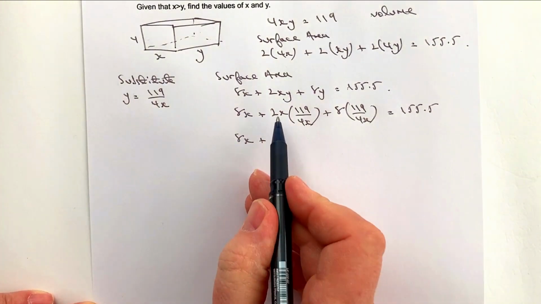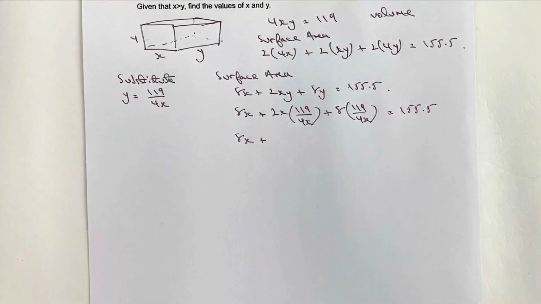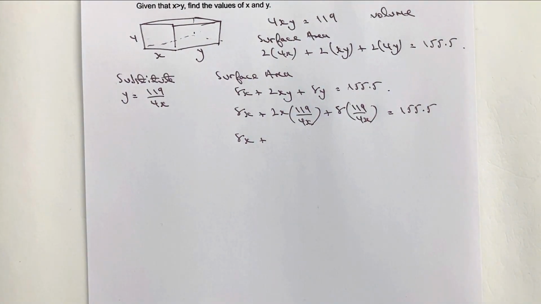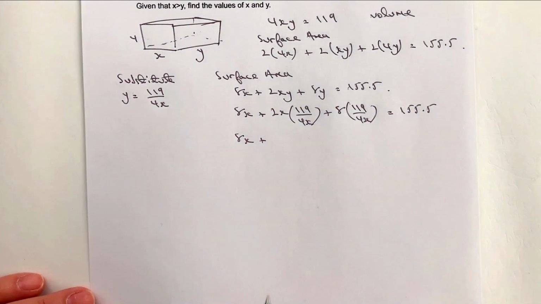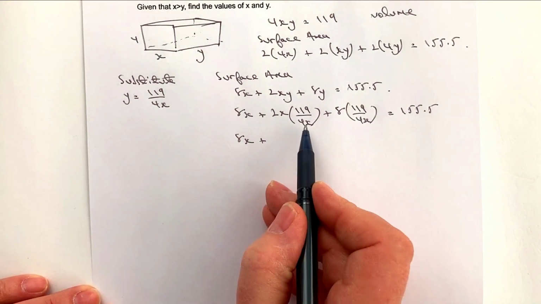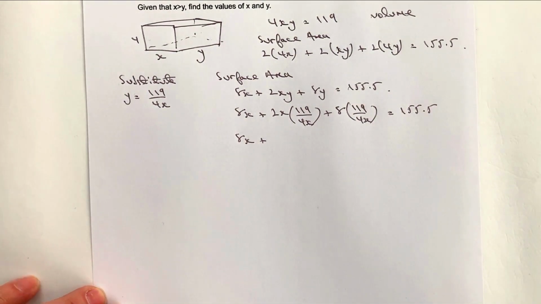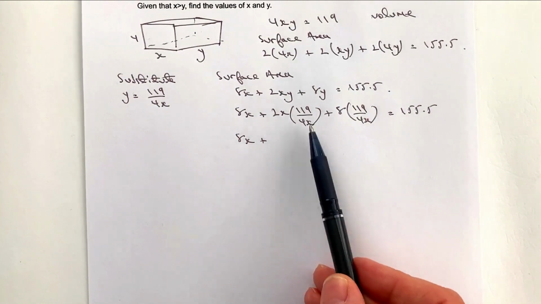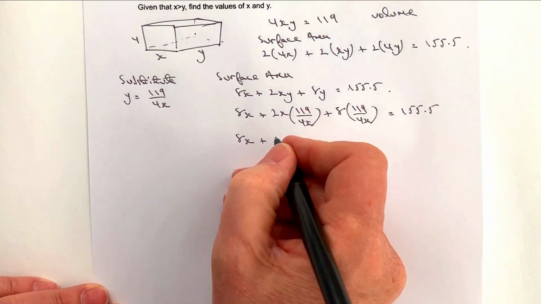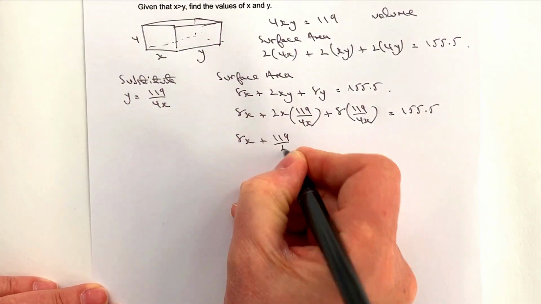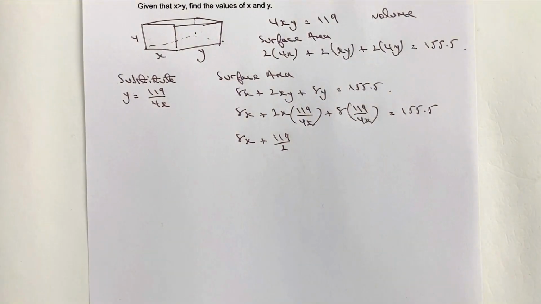Okay, now the thing about 2x and 4x is I can divide top and bottom by 2x. And if I do that, that's really good because 2x will go into 4x twice. So what I'm going to end up with is 119 over 2. And hopefully you can see that. Okay, 2x and 4x will cancel themselves out.